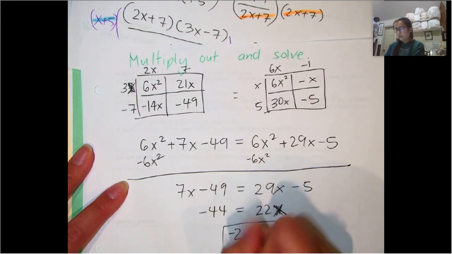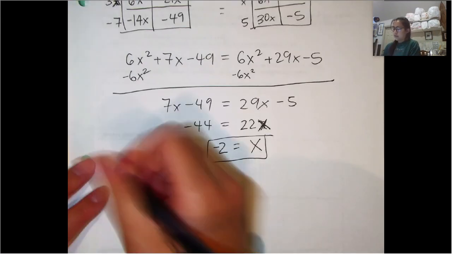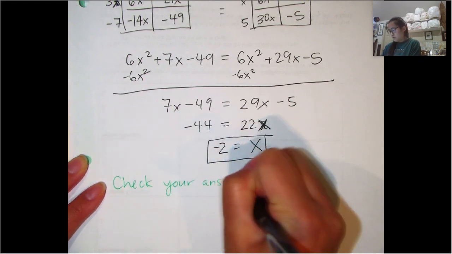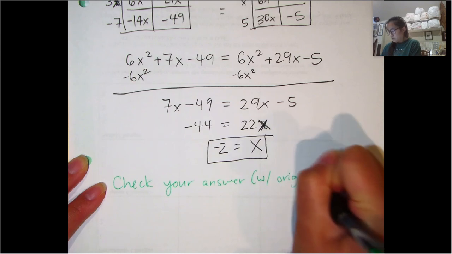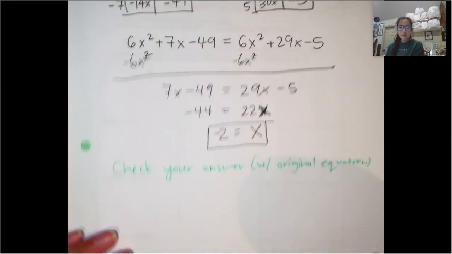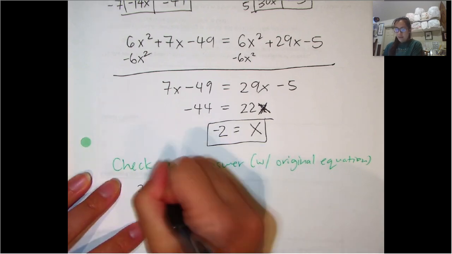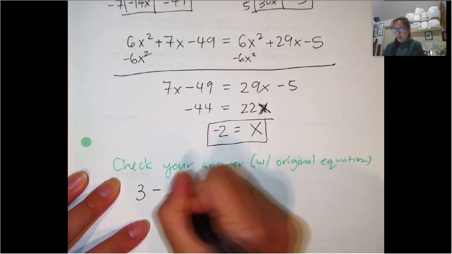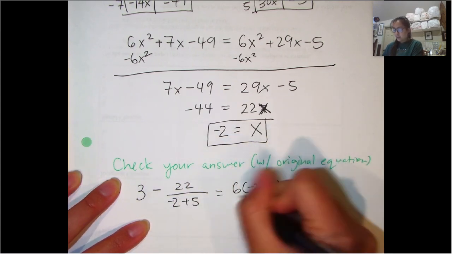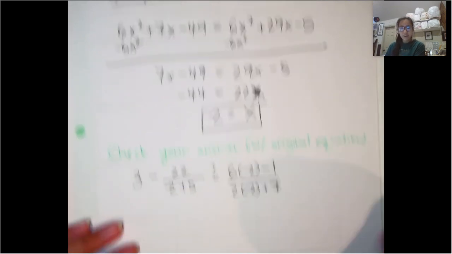And again, some of you will think, let's just go ahead and box it. But nope, you have to check your answers. So we're checking our answer with the original equation. You have 3 minus 22 over negative 2 plus 5 equals 6 times negative 2 minus 1 over 2 times negative 2 plus 7. It's more like a question mark: are those equal?